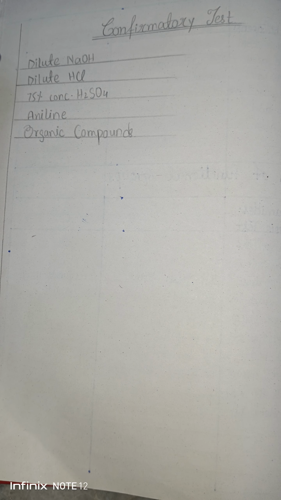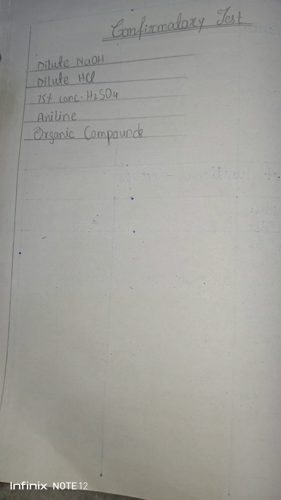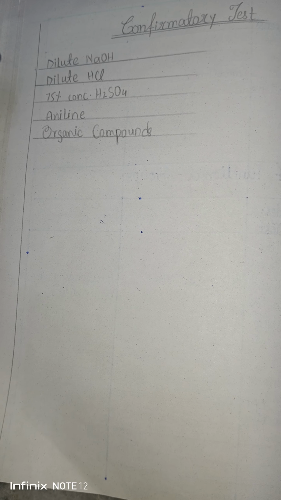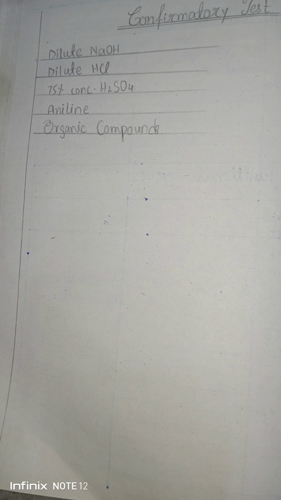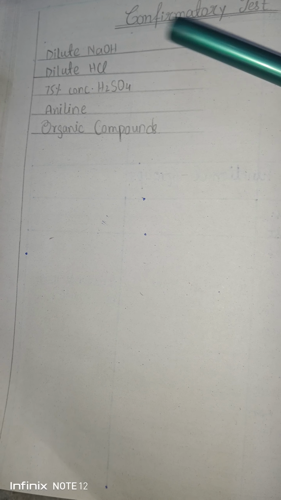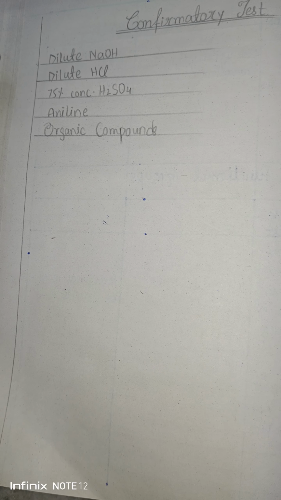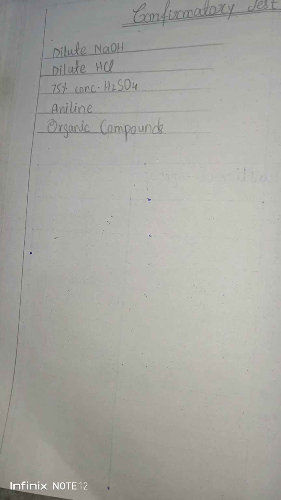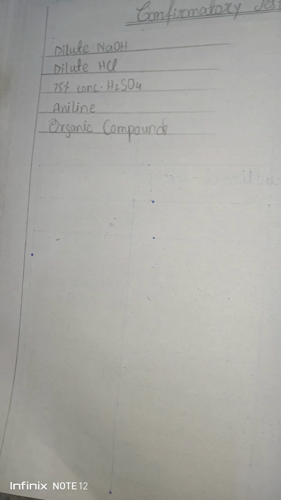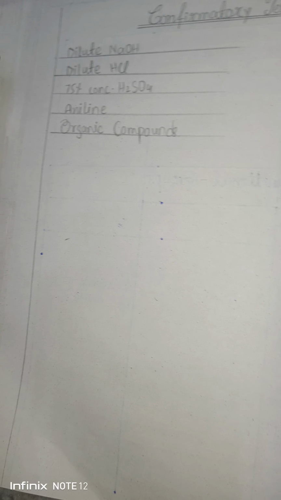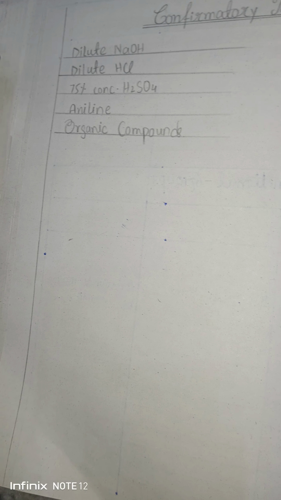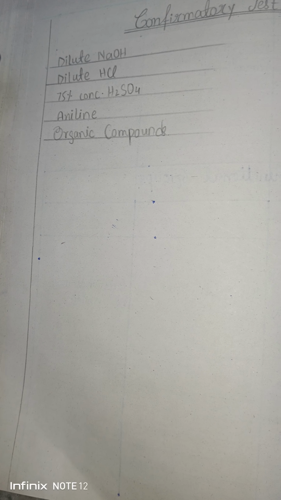In the last, you will perform the confirmatory tests. For the first confirmatory test, you will need dilute NaOH and dilute HCl. Then for the second test, you will need 75% concentrated H2SO4, and for the third confirmatory test, you will need aniline. And for all of these confirmatory tests, you will need a very little amount of organic compound, approximately 0.2 grams. So this was today's experiment.